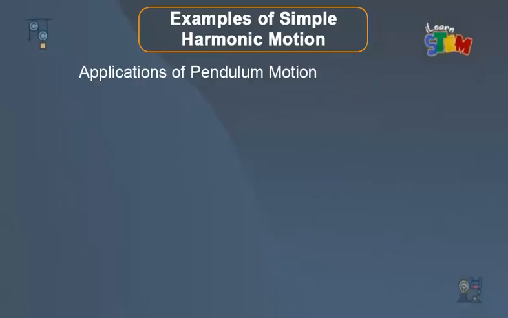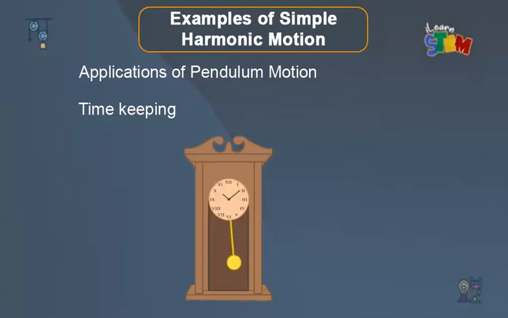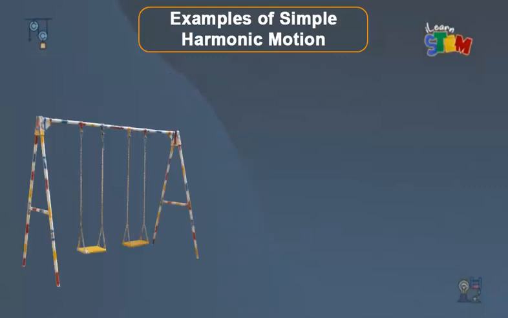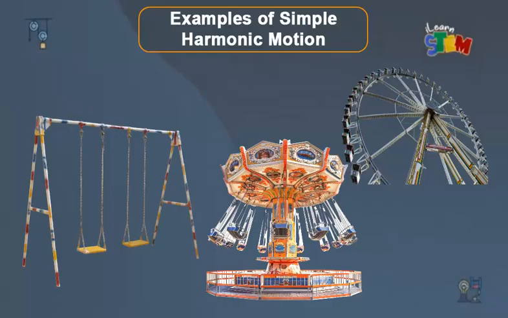Applications of pendulum motion. Timekeeping. Example: the pendulum clock. Other examples are swings and amusement rides. Pendulum-like swings make rides fun, while illustrating the principles of periodic motion.